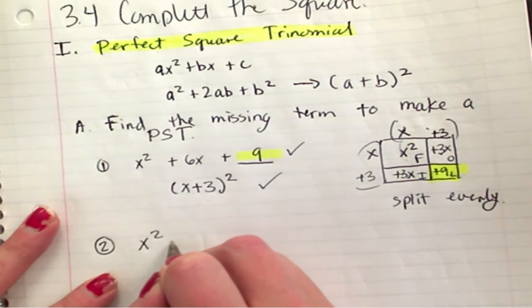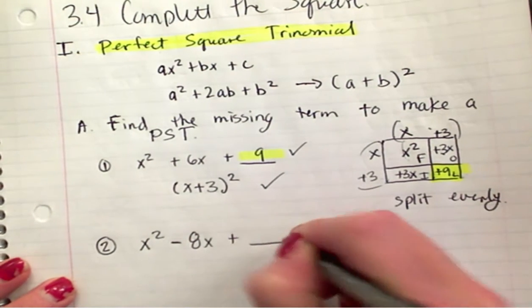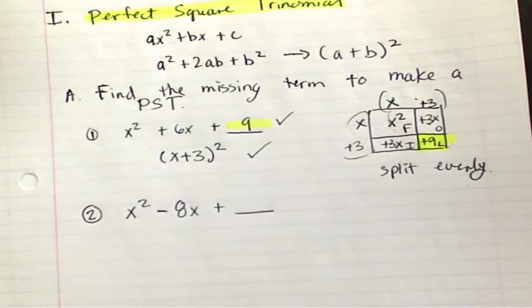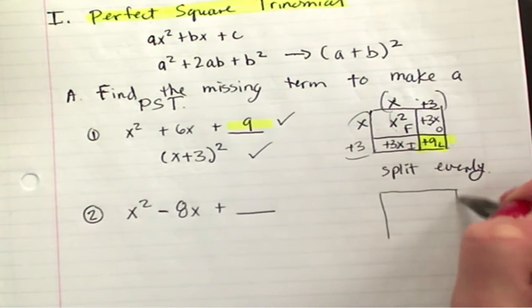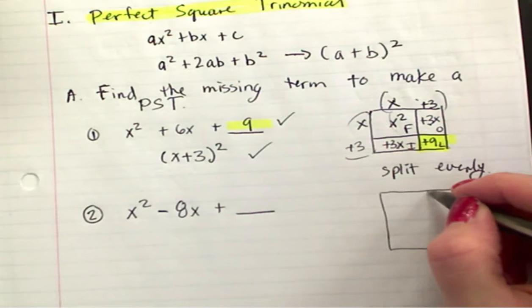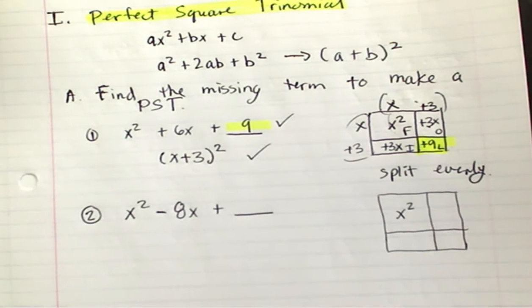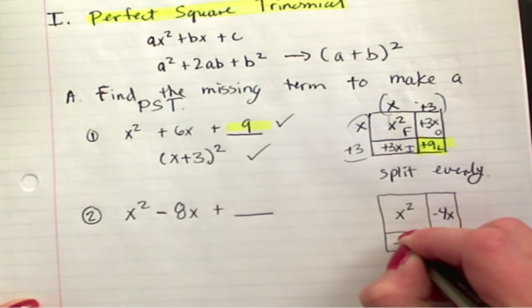X squared, let's put a negative. Let's try minus. Well, it gets a little trickier. Let's try minus 8x plus this. Okay, I'm just going to do a visual because it helps me. We will scale back the visual as we get better at it. Okay, somebody different. What goes in my outer and my inner box? Ann? Yes, minus 4x.